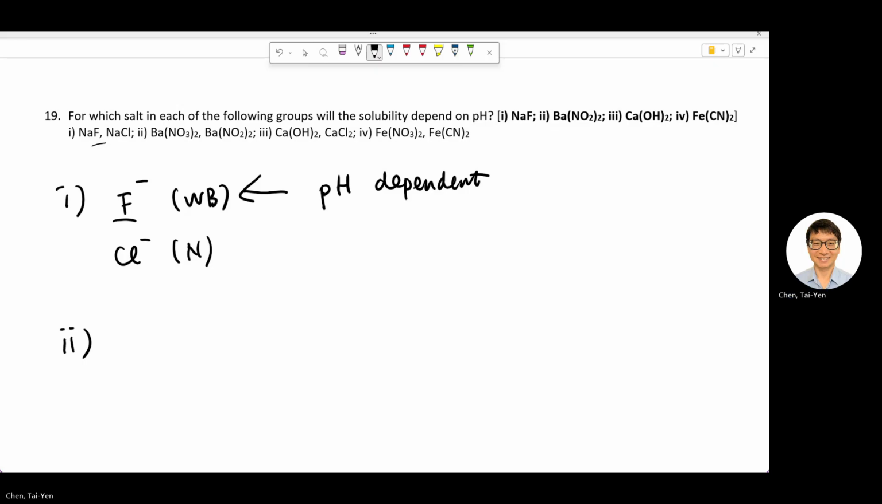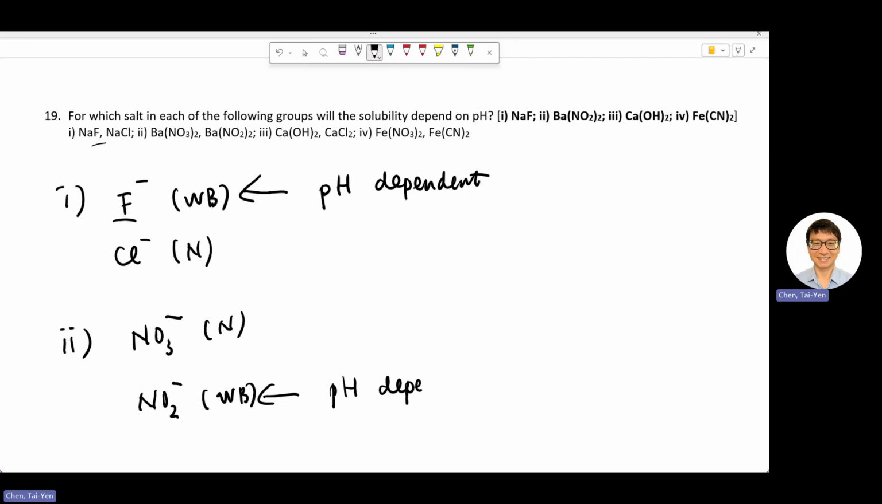Number two, Ba(NO3)2. I hope you see that's NO3 minus. The other one is NO2 minus. NO3 minus is neutral, because its partner is HNO3, a strong acid. Therefore, this guy is neutral, and this guy will be a weak base. Therefore, this guy will be pH dependent.